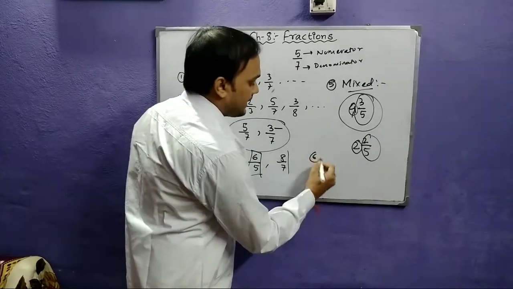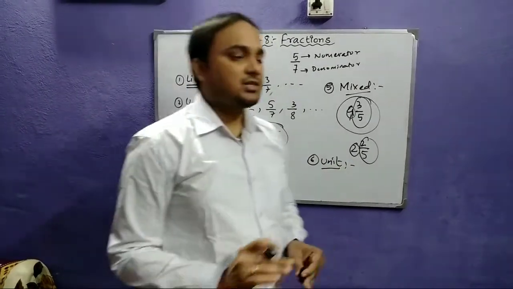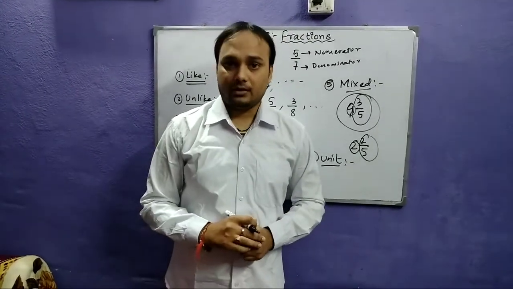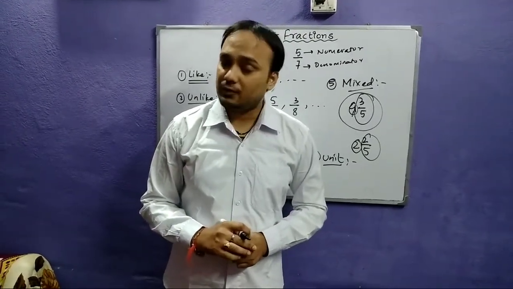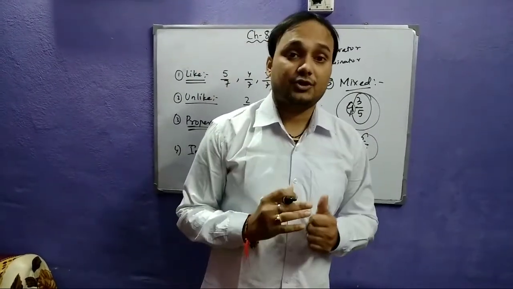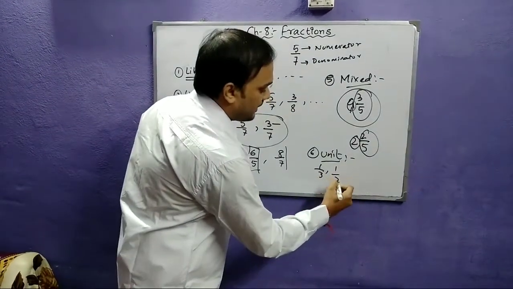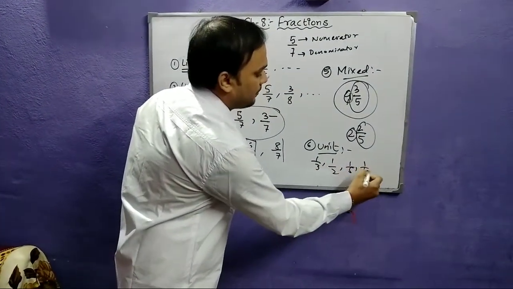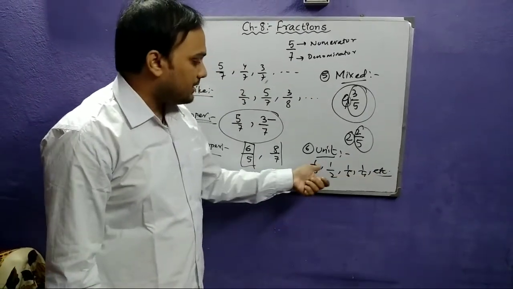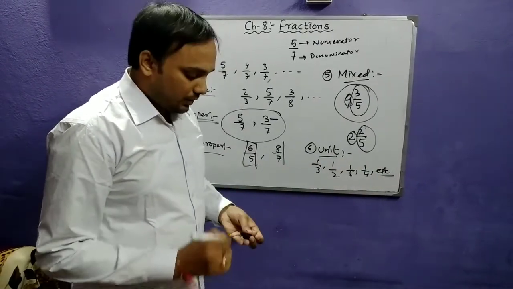And the last one is unit fraction. What is a unit fraction, students? A unit fraction is very simple. Fractions which have 1 as a numerator are called unit fractions. So any fraction you come across with the numerator as 1, we will say that fraction is a unit fraction. Examples: 1 by 3, 1 by 2, 1 by 5, 1 by 4, etc. All these fractions have 1 as a numerator. So these are all unit fractions.